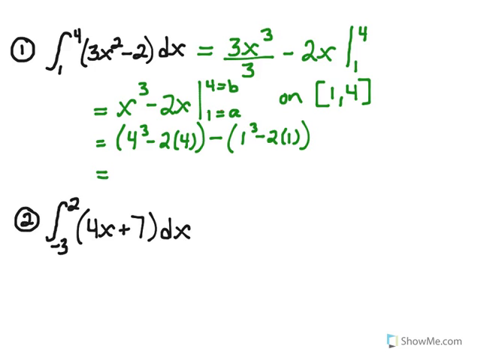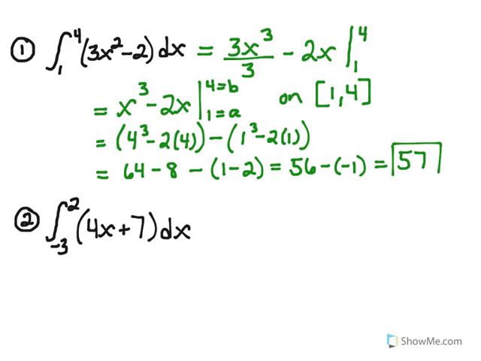So that's going to give us 64 minus 8 minus 1 minus 2. So 64 minus 8 is 56. So I have 56 minus negative 1. Our final answer here is the number 57. We'll talk about what this number represents in a minute. Take a look at the next example.